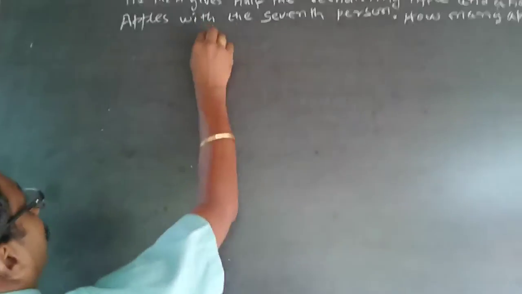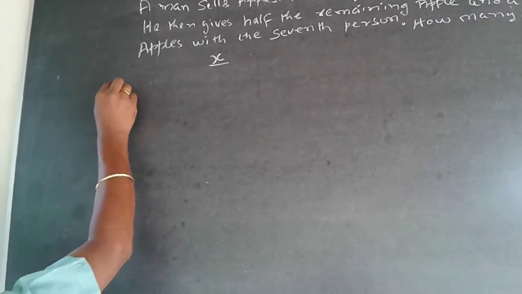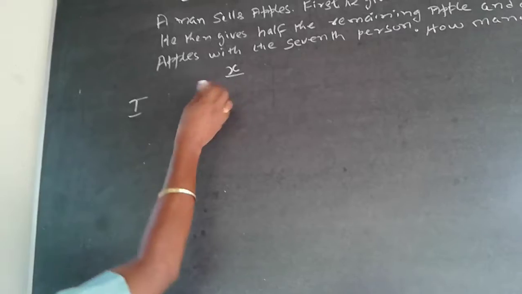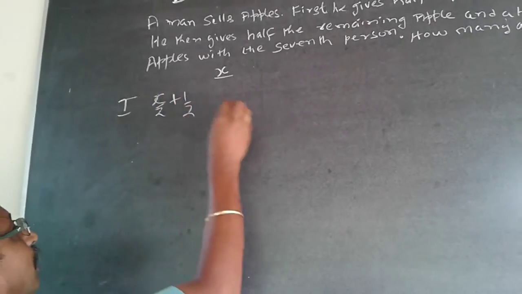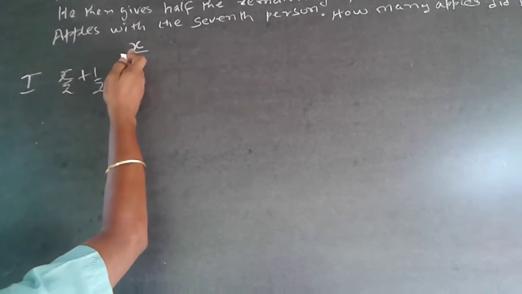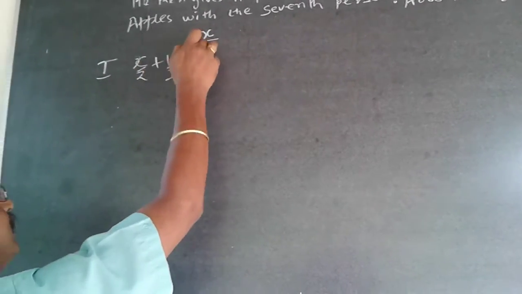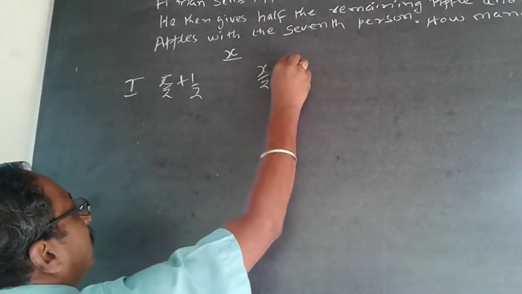So here, let the total number of apples be x. The first person is given half of it, which will be x by 2 plus half. The remainder will be x by 2 minus half.